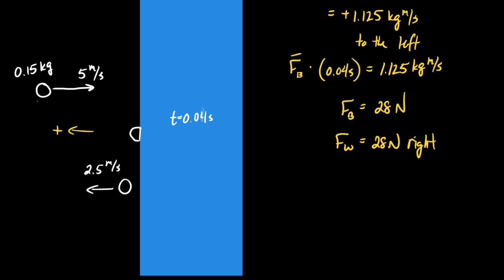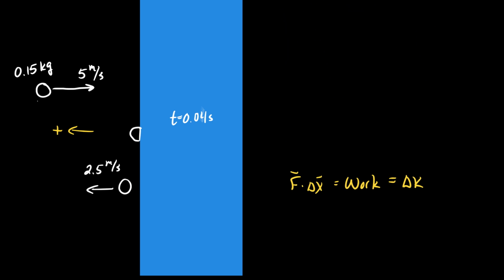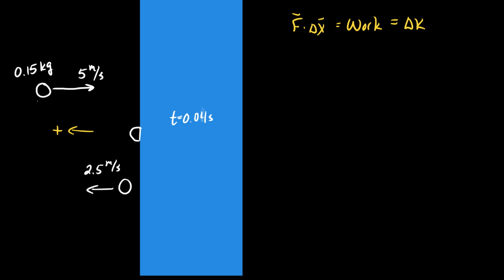Work done on the ball. Well, work can either be force times displacement, or force dot displacement, or change in kinetic energy. Although I do know a little bit about the force on the ball, I don't know anything about any displacement. And I don't think the wall moved. We could say the ball might have squished and its center of mass moved during this time, but I don't think we have a reasonable way to figure out how much.